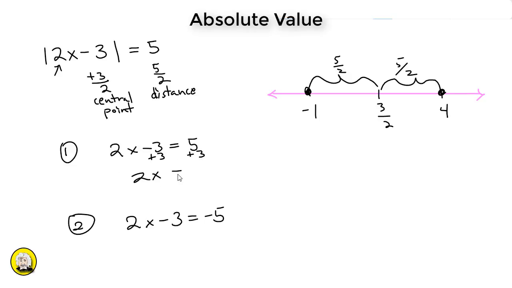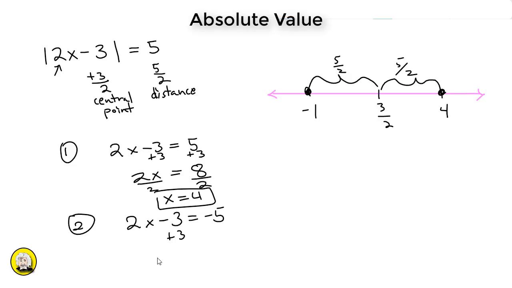2x equals 5 plus 3 is 8. And I'll divide by 2 on both sides to isolate my x, and x equals 4. Sure enough, we have one of our solutions matching. Let's look at the negative solution case.